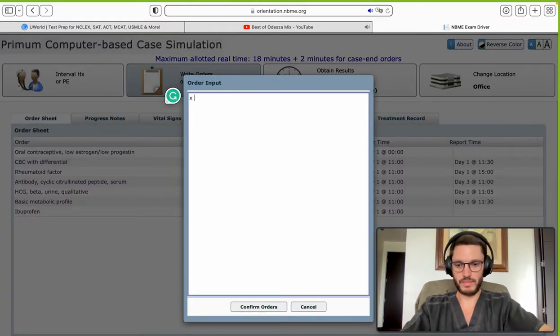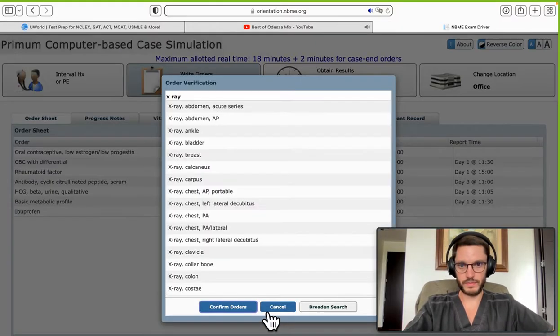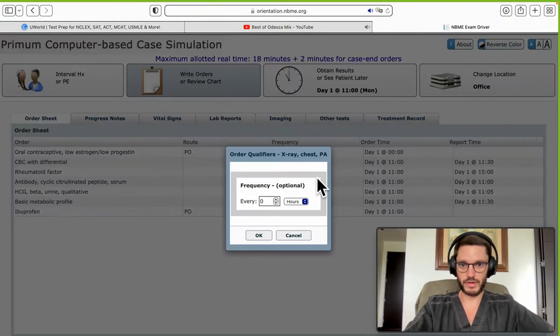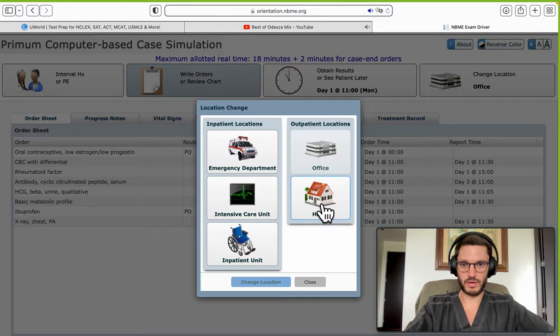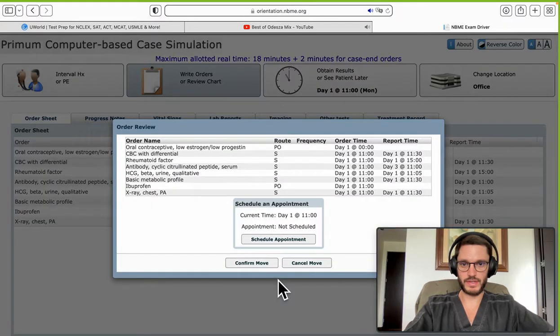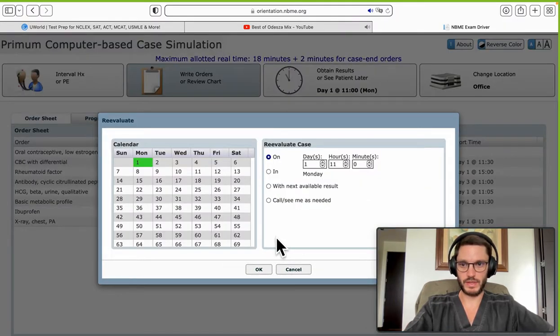Order x-ray. We don't want arthrocentesis right now. Chest x-ray, confirm orders just once and send her home. Office, sending her home. Change location, schedule appointment. Let's see her. Could be a month from now, but actually let's see her in a week and see what happens. In a week, 8 days, reevaluate case.